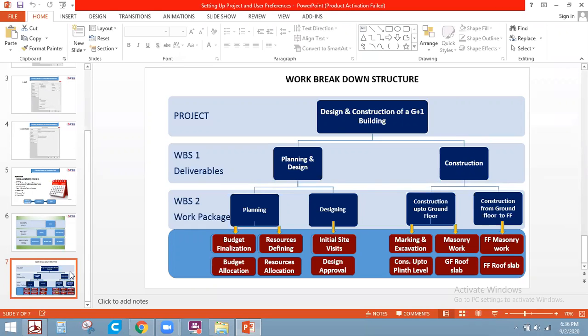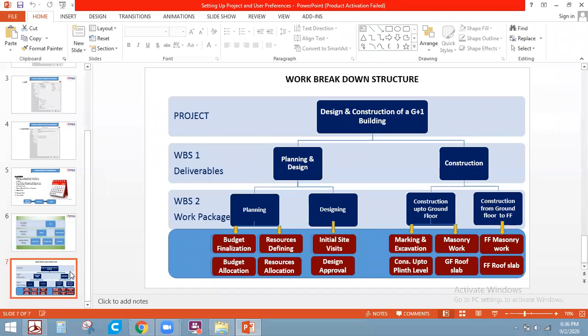These are two nomenclatures that you have to remember. It might be an interview question: what is a work package WBS and what are deliverable packages? Got it, friends?